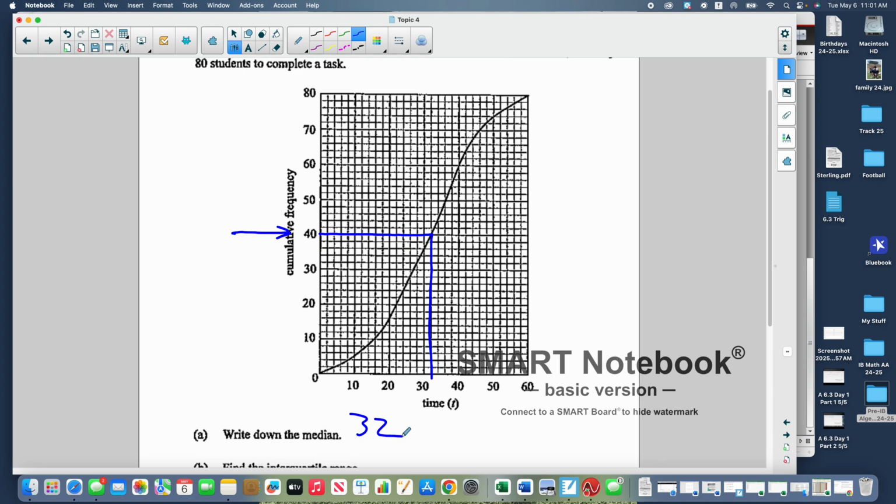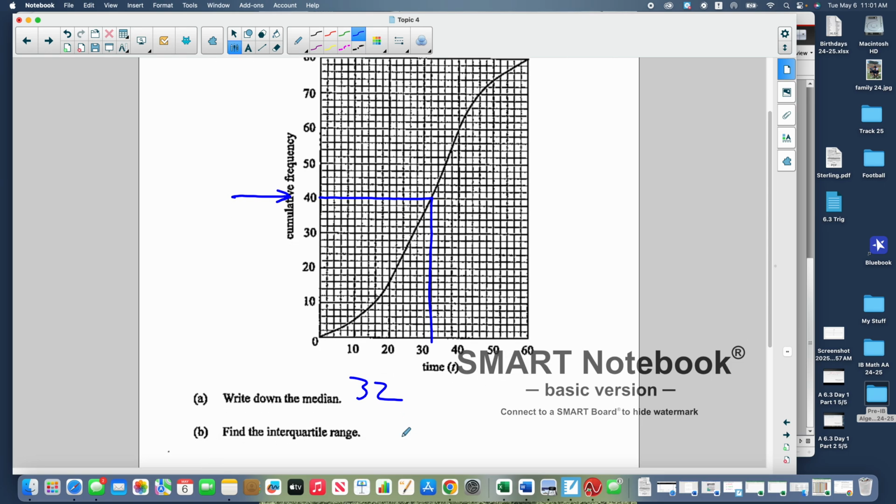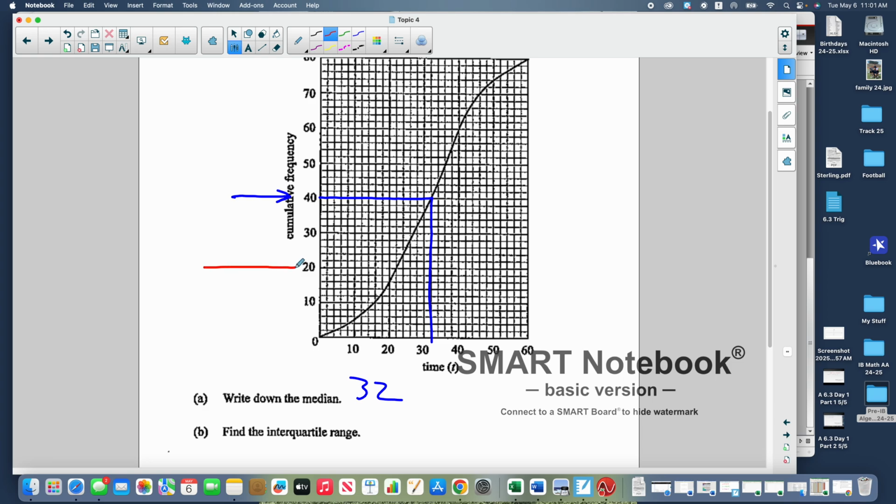Okay. Find the IQR. How do I find the IQR? Got to go 25 and 75%. I got to go the middle of the middle. So that's the middle. Q1 would be here at 20. So I would take 20, run it across, and that would give me 22.